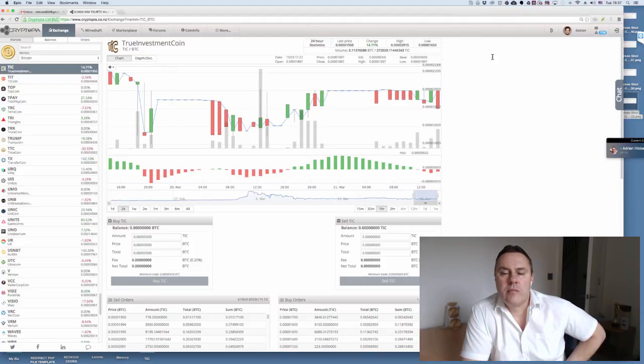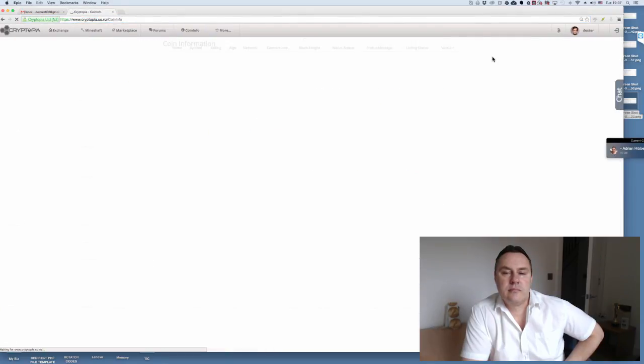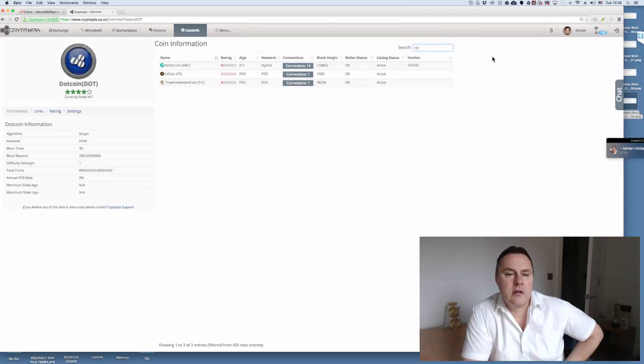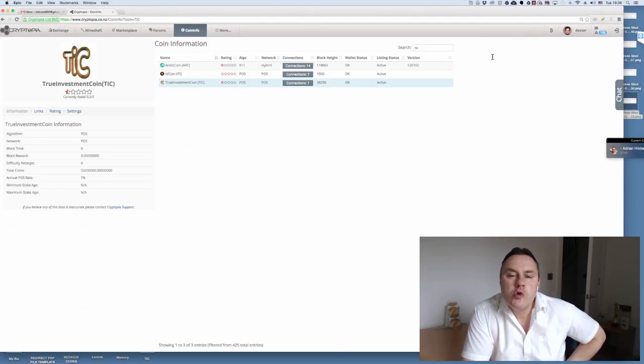Look at it. It's just this coin, and this Cryptopia allows you to see the coin info. So, what is True Investment Coin? What is the coin? I try to show you. Just a minute. Look at this. Total supply 53,200,000. Correct. POS algorithm.